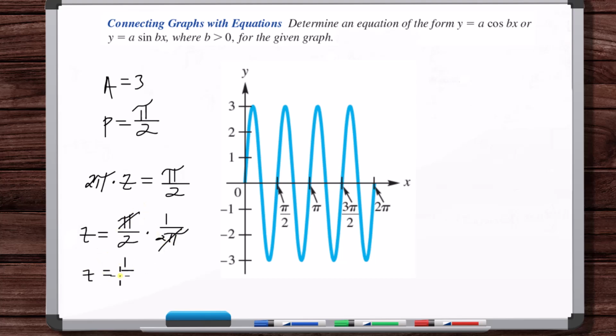So z is 1/4. That means that this was scaled about the x-axis. It was shrunk by a factor of 1/4, or by a factor of 4, which means all the x coordinates were multiplied by 1/4, and the period was multiplied by 1/4. So in the equation, we're going to be multiplying x by the reciprocal of this. So, okay, it's 3, and we got sine of 4x.